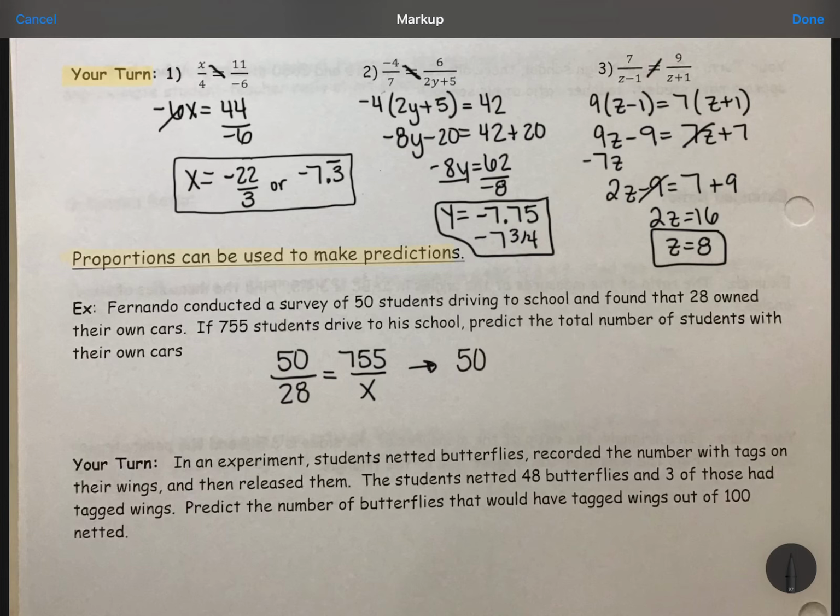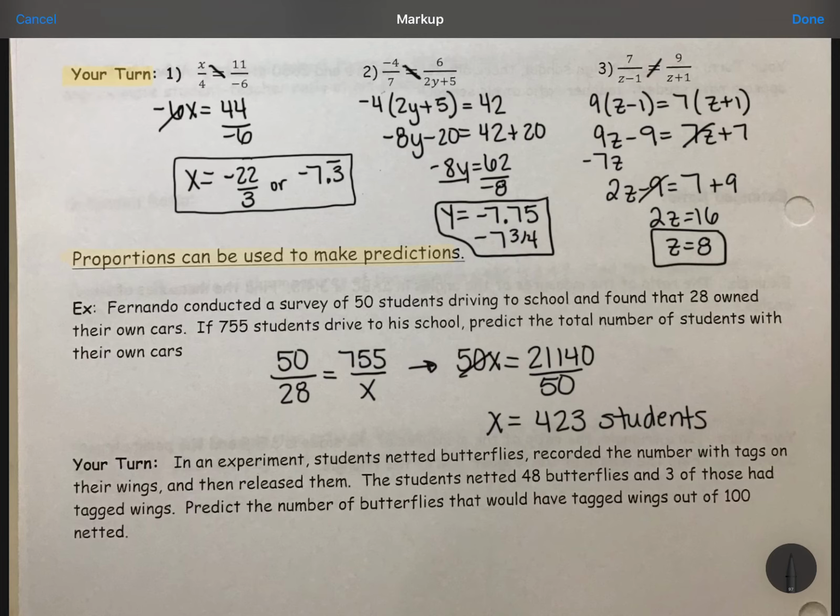So I start with my variable term, gives me 50x. And then 28 times 755 is 21,140. Hope you have a calculator handy. Make sure you bring one to school too. Divide by 50, and so this is going to give me about 423 students own their own cars. And again, this is a prediction.